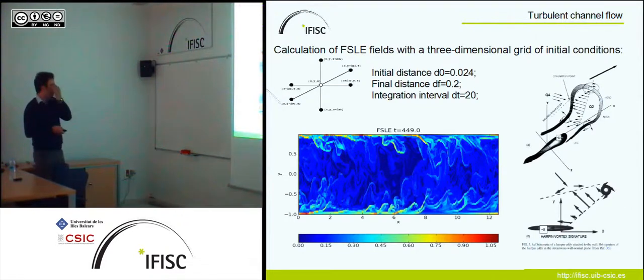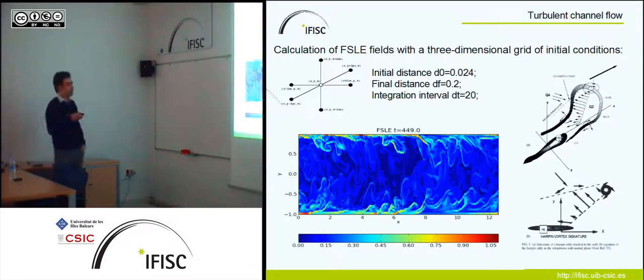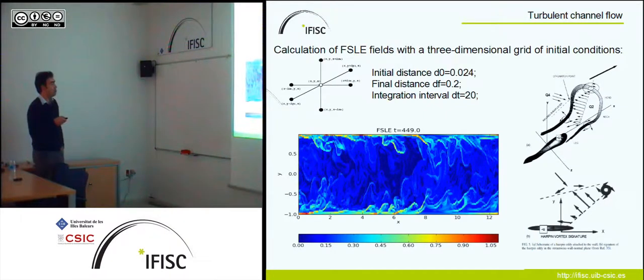So next we calculated our finite-size Lyapunov exponent, and here we use a three-dimensional grid. Each grid point has 6 satellite particles, and we integrate the trajectories of these 6 particles for each grid point. When the distance between one of these and the central particle is greater than the final distance, we calculate the Lyapunov exponent. If at the end of the integration time interval the distance is not greater than the final distance, we set it to 0. So this is what we obtained.